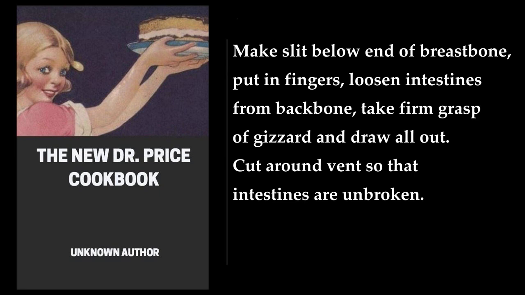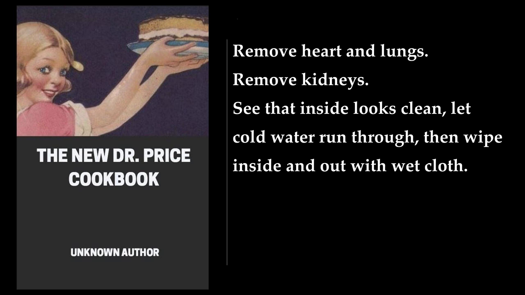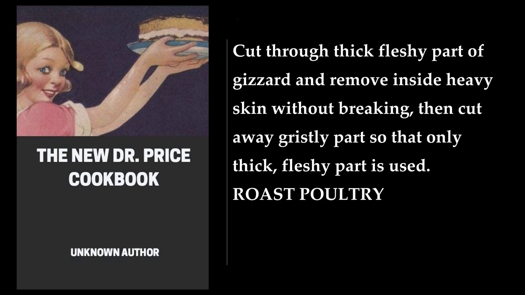Push back skin from neck and cut off neck close to body. Make slit below end of breastbone, put in fingers, loosen intestines from backbone, take firm grasp of gizzard and draw all out. Cut around vent so that intestines are unbroken. Remove heart and lungs. Remove kidneys. See that inside looks clean, let cold water run through, then wipe inside and out with wet cloth. Cut through thick fleshy part of gizzard and remove inside heavy skin without breaking, then cut away gristly part so that only thick, fleshy part is used.